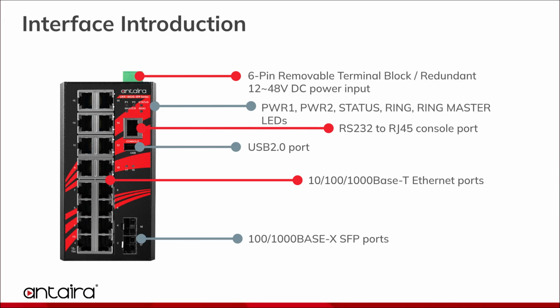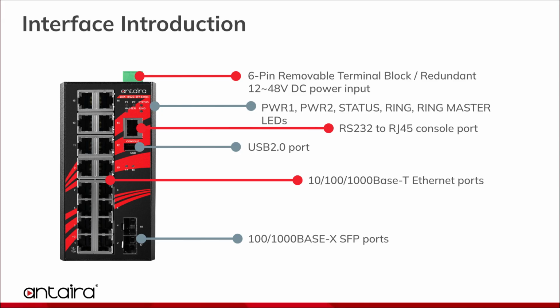After connecting the power supply, let's get to know more about the switch interface. Firstly, the 6-pin removable terminal block we just plugged in provides power to the switch with redundant power supply. Secondly, there are 5 LED indicators that reflect the status of the switch. When the P1 and P2 lights are on, it indicates that the power inputs are active respectively. When the system is ready and functioning properly, the status LED indicator will light green. A red light indicates the opposite.